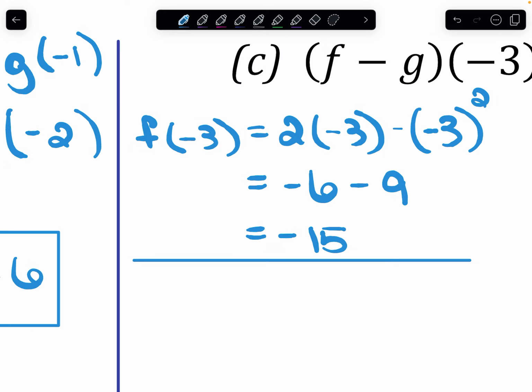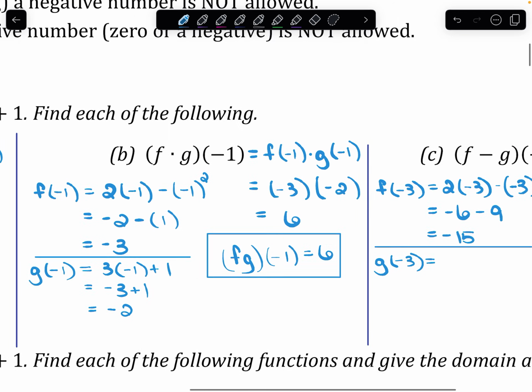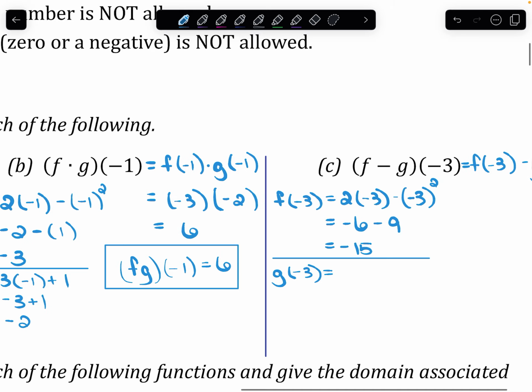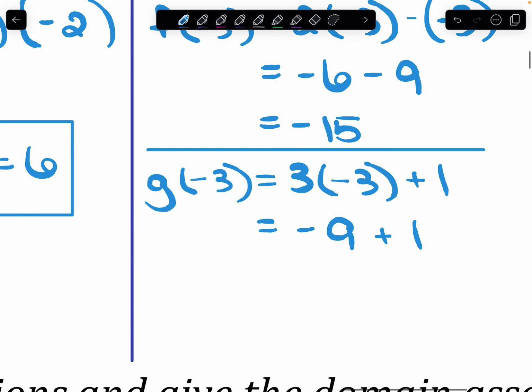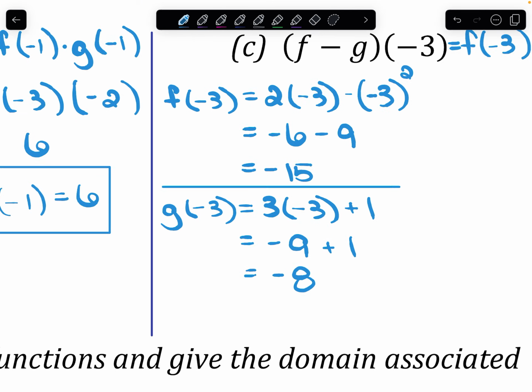G of negative 3. G was 3x plus 1. So 3 times negative 3 plus 1, negative 9 plus 1, negative 8. And then we want to go plug in.